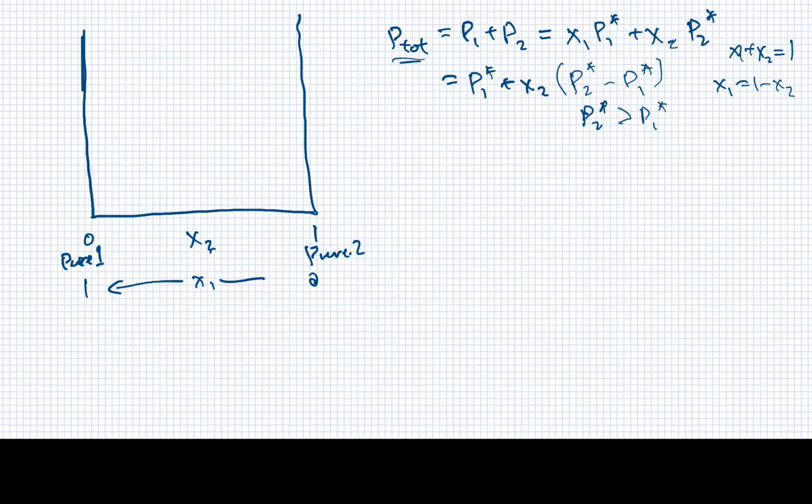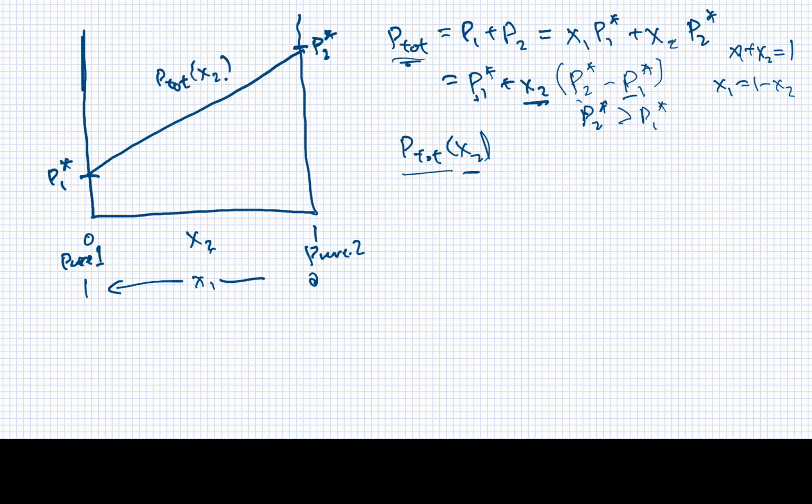So this is pure 2 over here, so I'm going to draw P2 star over here, and I'm going to draw P1 star over here, on the side where I've got pure 1. What I've got here is basically a linear equation. P tot as a function of the mole fraction of 2 is a linear function of x2. So in other words, at x2 equals 0, P tot is equal to P1 star. At x2 equal to 1, this will cancel with that, this one will cancel with that, and I'll get just P2 star. So this will be the graph of my P tot as a function of x2.